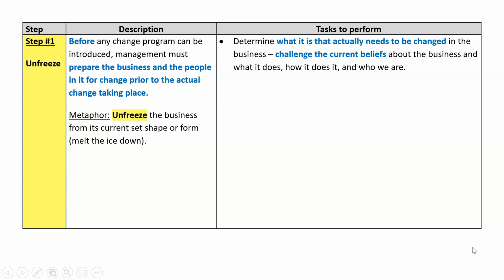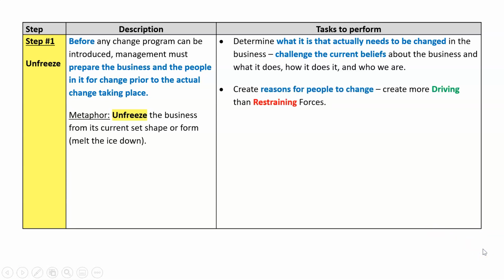Well, the first thing you've got to do is determine what actually needs to be changed. You've got to challenge the current beliefs about the business. So we looked at that in a previous topic. Just because we do something in a particular way right now, that doesn't mean we should always do that. We've got to challenge the current beliefs and determine what actually needs to be changed. What else do we need to do?